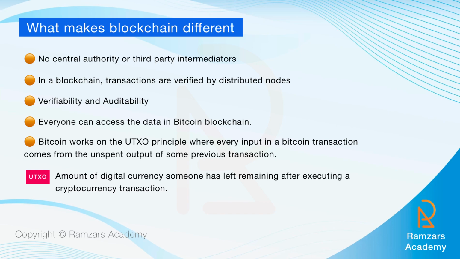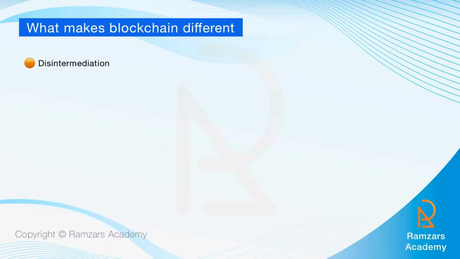Then it's easy to audit any transaction and its trail, as every transaction is interlinked to the previous one. Bitcoin works on a UTXO principle where every input in a Bitcoin transaction comes from the unspent output of some previous transaction. Then we have disintermediation. Now, in order to verify any transaction on a blockchain, you don't need a third party or a mediator, or you don't have to depend on any centralized administrator. All the records stored in a blockchain are verifiable anytime by any peer.